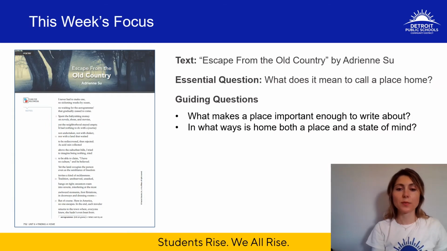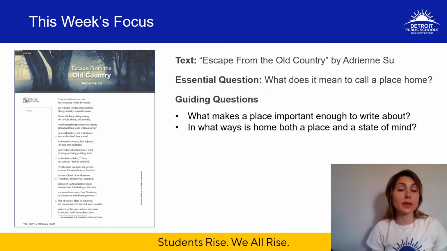Here's a quick review. Note that we are still engaged with Escape from the Old Country by Adrienne Su. The guiding question and essential question really are starting to resonate with me, especially because this poem is all about speaker and audience and intention and identity, all of these things. So keep the essential question, what does it mean to call a place home, top of mind? And let the guiding questions aid in your thinking and your imagination about the poem.